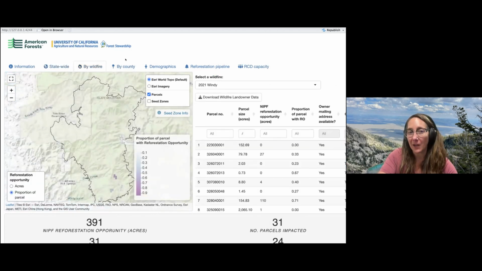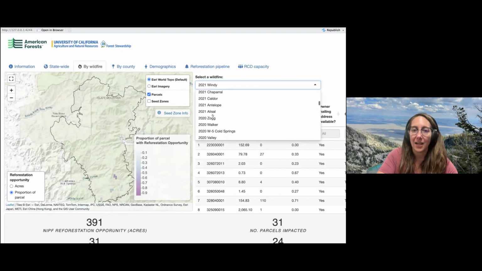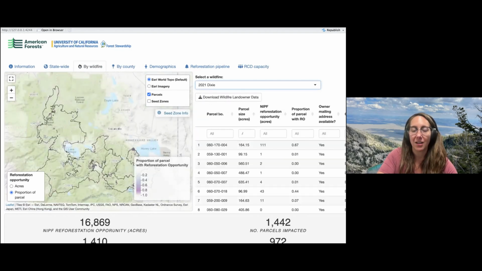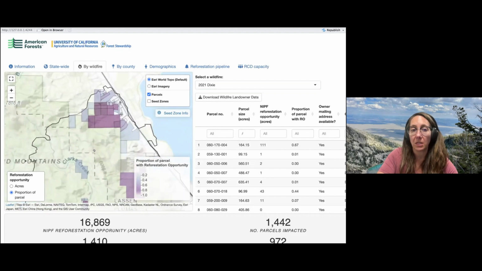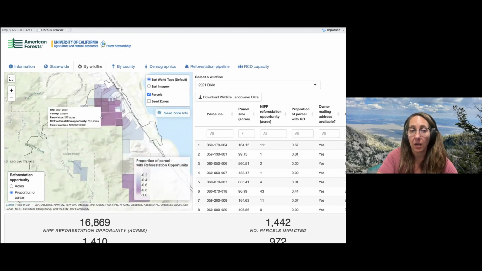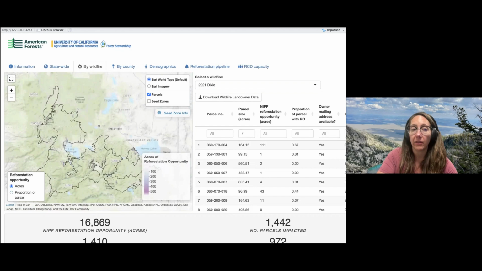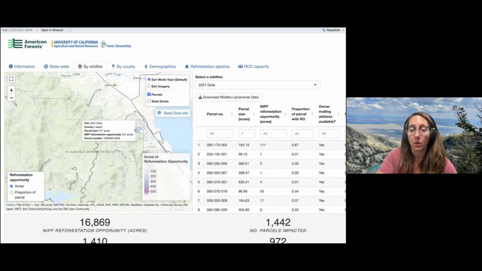You can also look at it by wildfire. If you have a specific wildfire that you would like to look at, let's say, for example, somebody is interested in looking at the Dixie Fire, you can select this drop down and it will take you to the Dixie Fire and give you a sense of where those parcels are across the Dixie Fire that have some kind of reforestation opportunity. You can zoom into these. Again, you can hover over it and it should give you a sense of what the reforestation opportunity is. You can look at this as either a proportion of the parcel or the number of acres directly that have some kind of reforestation need. So your scale will change appropriately.